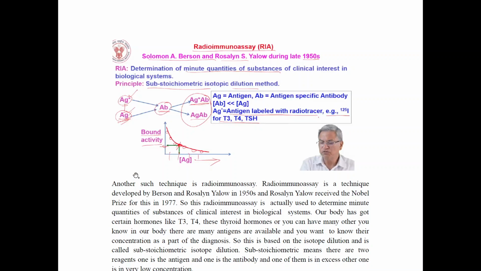Now there is radioimmunoassay. It is used for determination of minute quantities of substances of clinical interest in biological systems. The principle is the substoichiometric isotopic dilution method. Ag is antigen, Ab is antigen-specific antibody. Ab is very much less than Ag.